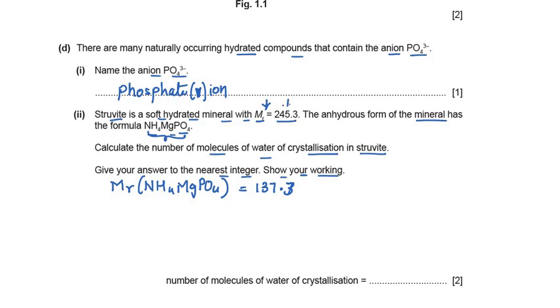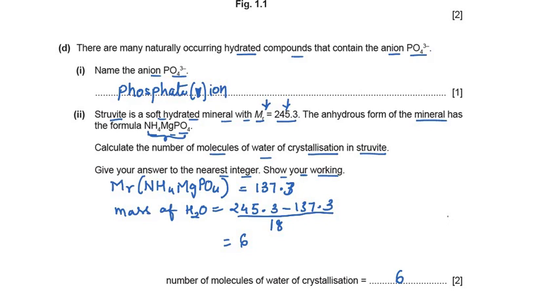Now the hydrated we have already got, so the mass of the water in 1 molecule has to be 245.3 minus 137.3, and if we divide it by the relative molecular mass of water, that is 18, then we get the number of molecules of water. So here we get the answer as 6. If we subtract and divide it by 18, we get the answer as 6, and so the number of water molecules of crystallization will be 6.